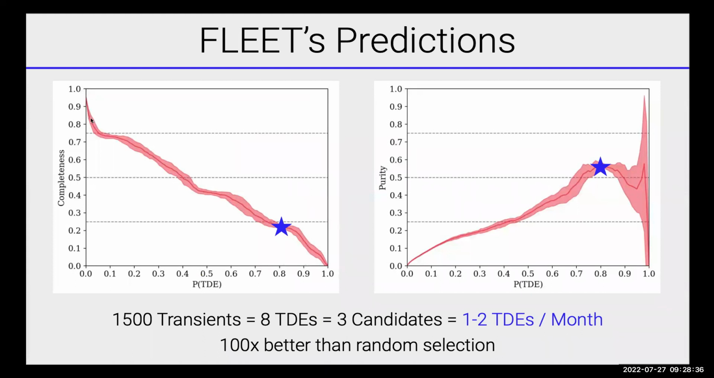And here I'm showing the same completeness and purity curves for Fleet TDE. And we see that we're expecting to find around a 50% purity for the same threshold of 80% probability of it being a TDE, which also corresponds to around a 20% completeness. What this translates to in the real world is that we could expect to find 1 to 2 TDEs per month, which is 100 times better than random selection, and it is about 20 to 50 times better than just imposing simple selection cuts, meaning I'm only going to observe things that are this close to a galaxy. This is still better than just doing those simple cuts.